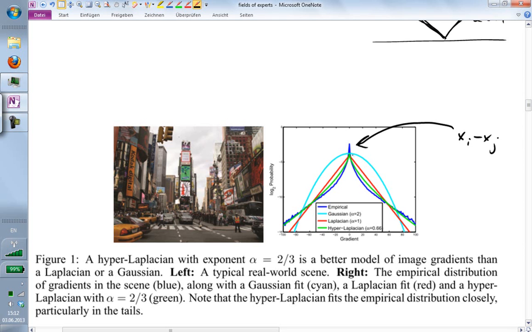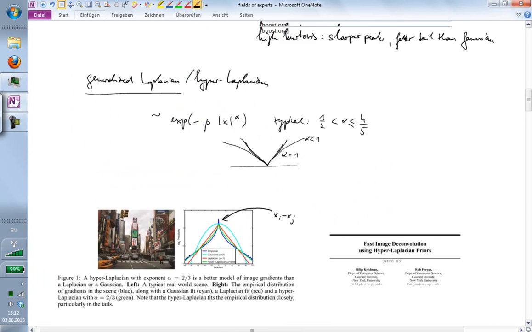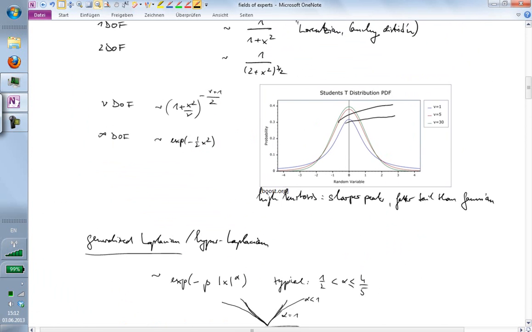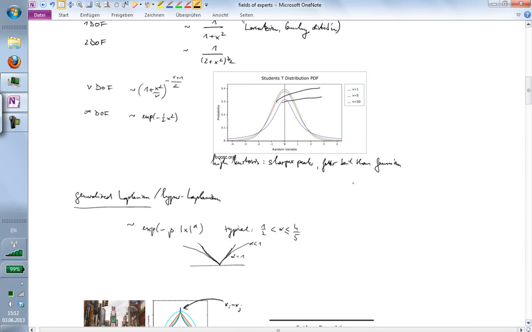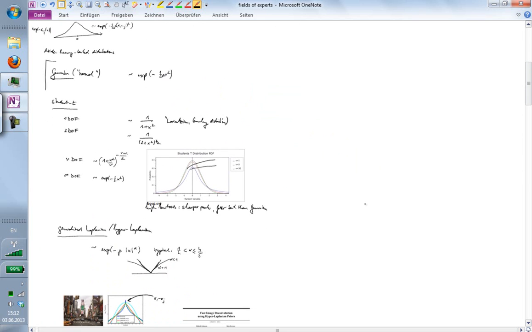Then you have a fit of this with a parabola corresponding to Gaussian. This was the turquoise here, a very poor fit. Then a fit with the Laplacian shown in red, and a fit with the hyper-Laplacian shown in green. And you see that this comes much closer to modeling natural image statistics. Okay, so here was a short aside about heavy tail distributions.